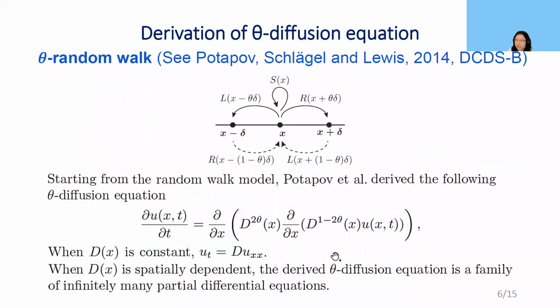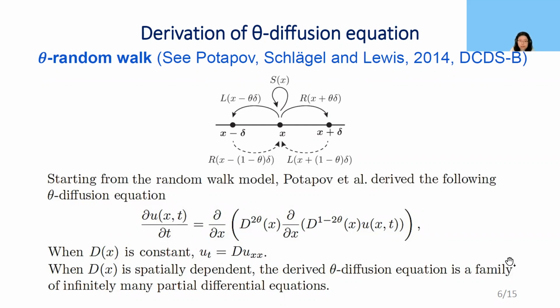And to develop a spatially heterogeneous rabies model, we think about using θ-Diffusion equation. θ-Diffusion equation can be derived from a random walk model. Potapov, Schlägel, and Mark Lewis derived such a θ-Diffusion equation. And here in this equation, u(x,t) can be regarded as the population density at location x and at time t. And d(x) is the diffusion rate.